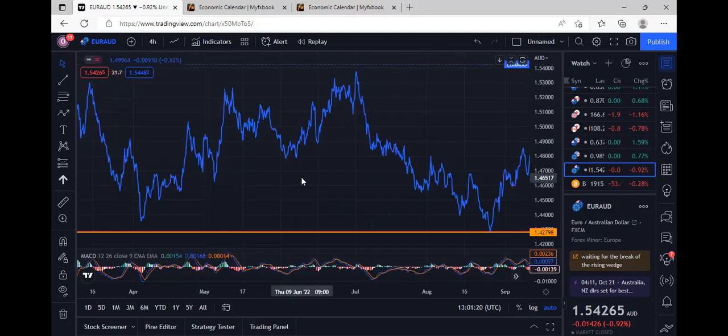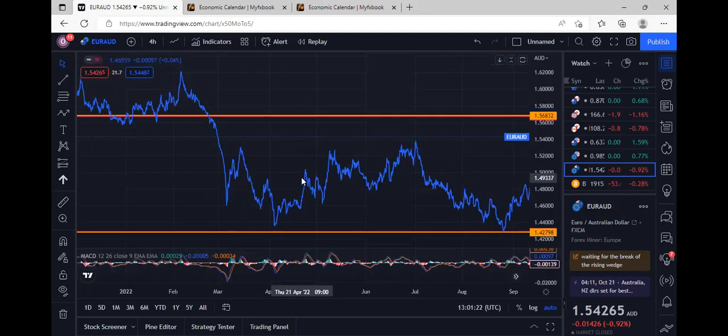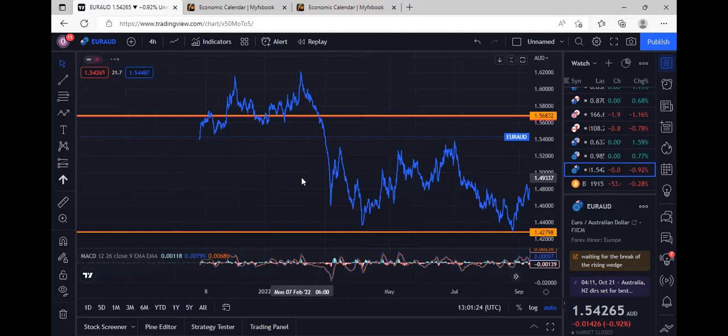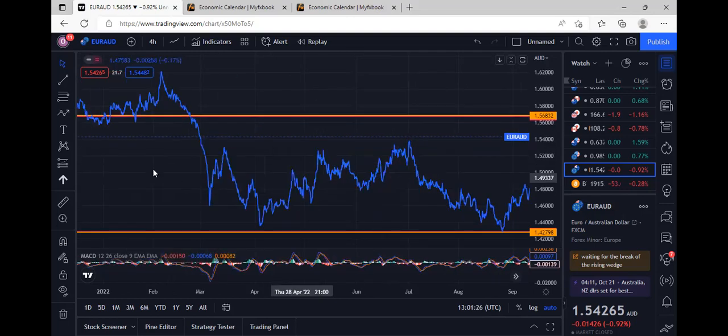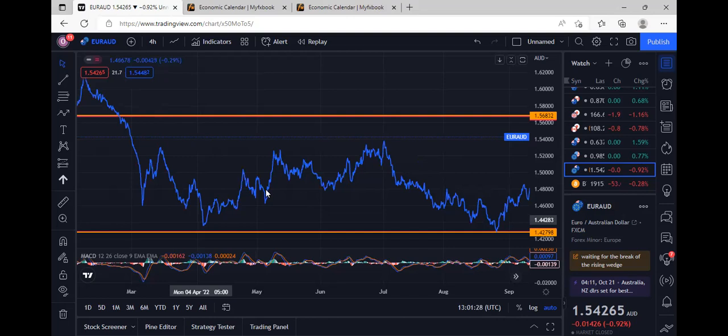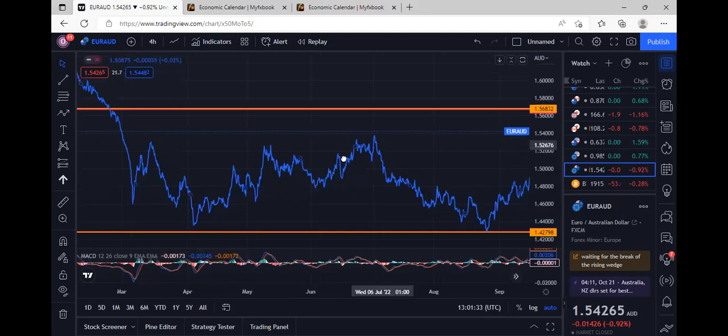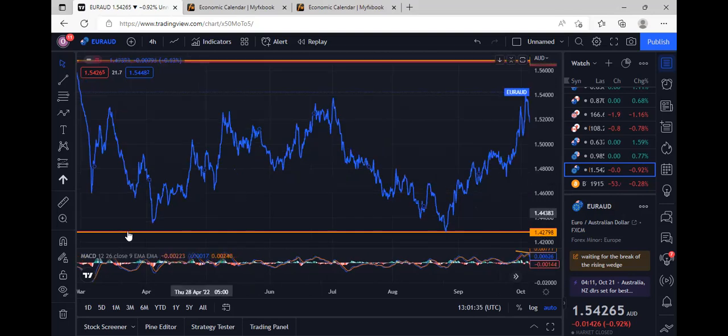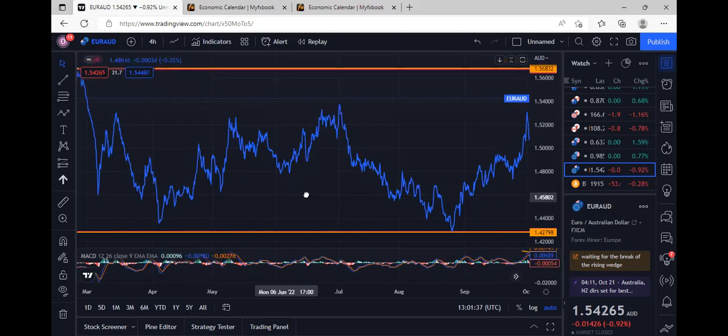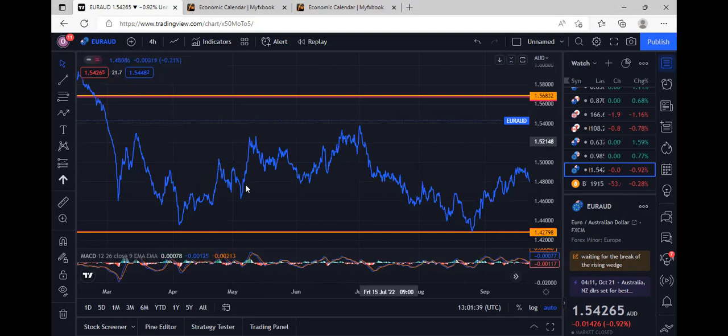So, what do we mean by market structure? Market structure is like what you're seeing here. The market is operating on higher highs and lower highs and higher lows and lower lows. Once you see the market moving in a certain way or in a certain trend, that is what we call market structure. That is actually market structure.